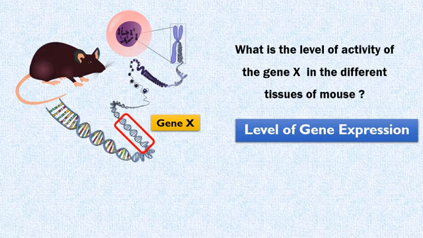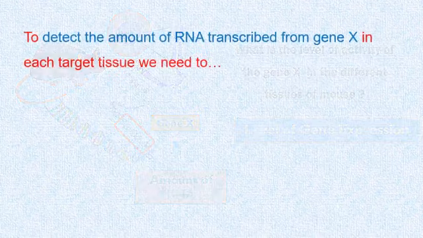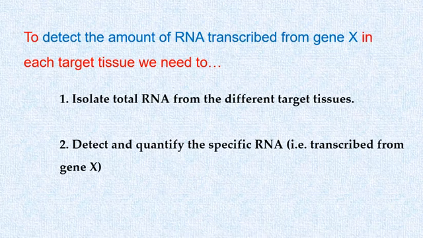The level of gene expression can be easily determined if we find out the amount of RNA transcribed from gene X in each tissue. For this, we need to do two things. First, isolate RNA from the different tissues of the mouse. And second, detect and quantify the specific RNA, that is, RNA transcribed from gene X.